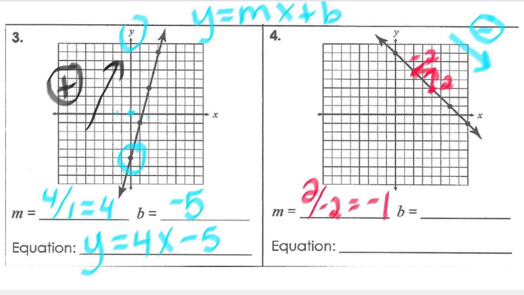Now we're going to look at the graph and see where our y-intercept is. It's right there. So I'm going to count up from the origin. Since I'm counting up, it's going to be positive. 1, 2, 3, 4, 5, 6, 7. So my y-intercept is 7. Now we just need to plug those 2 numbers into our slope-intercept form. So y equals negative 1x plus 7. Or we could also write this as y equals negative x plus 7.